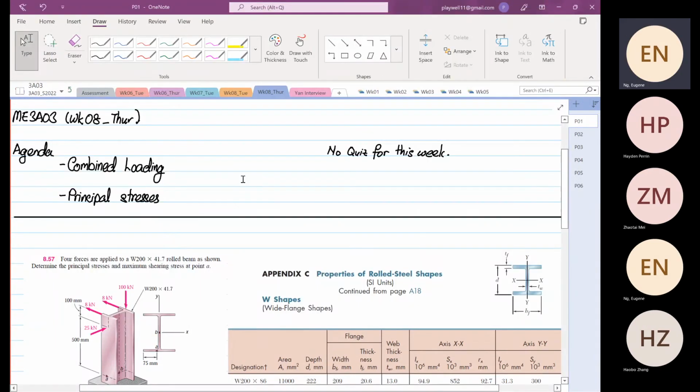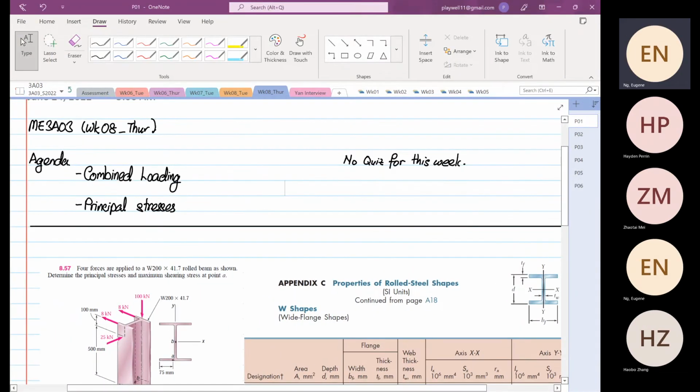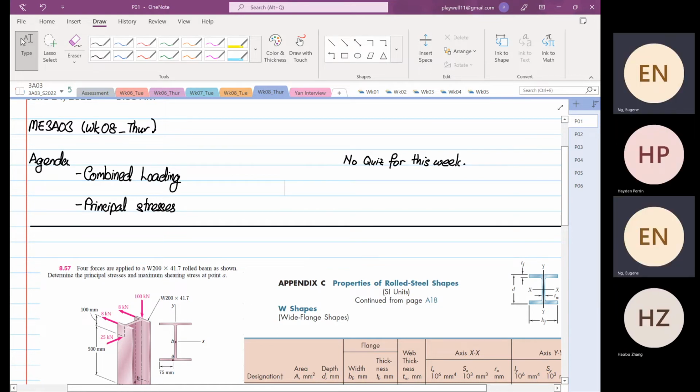Okay, good evening. Week 8, Thursday. We're going to still carry on our example on combined loading, and I'm going to do examples or lecture on principal stresses. I'd like to highlight that there's no quiz for this week, okay, but there will be one next week, okay.